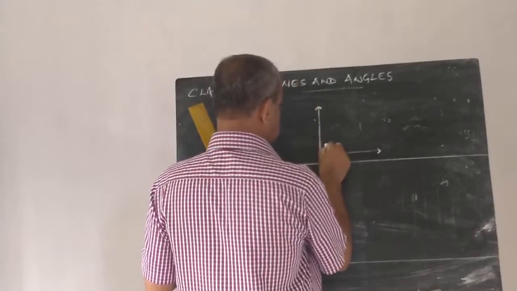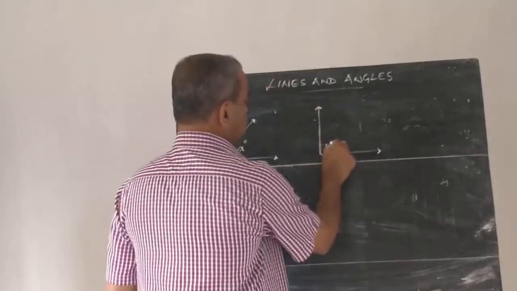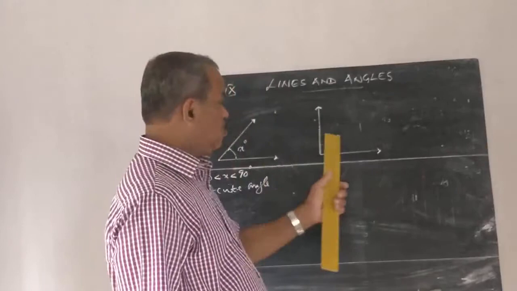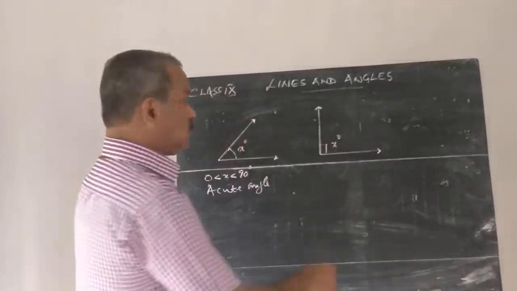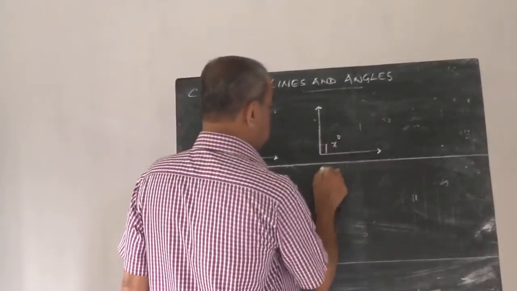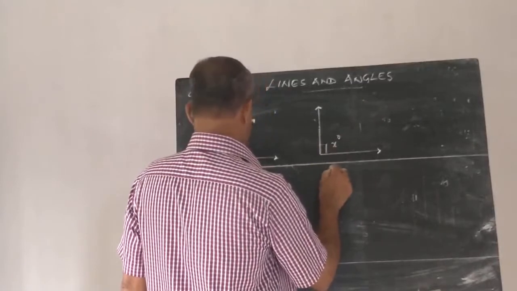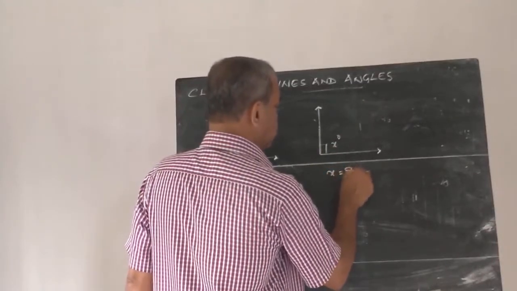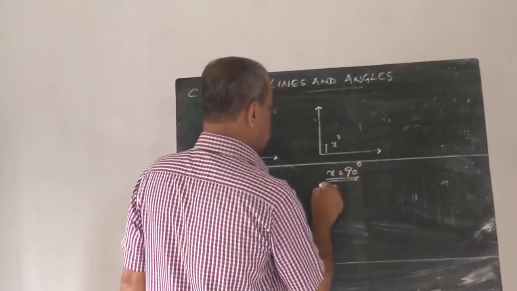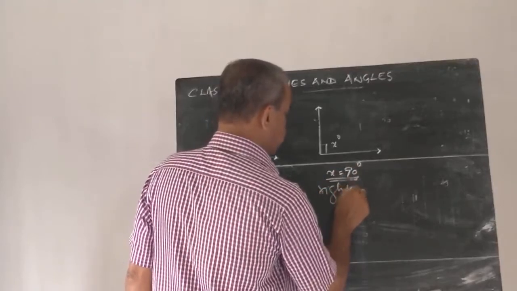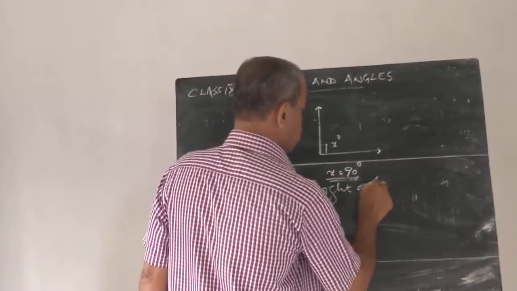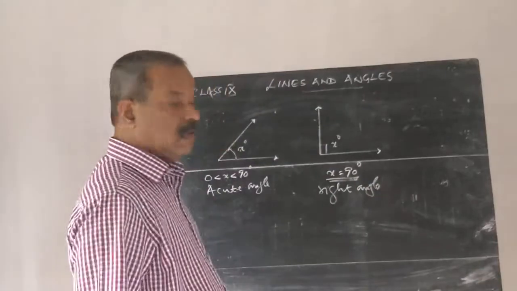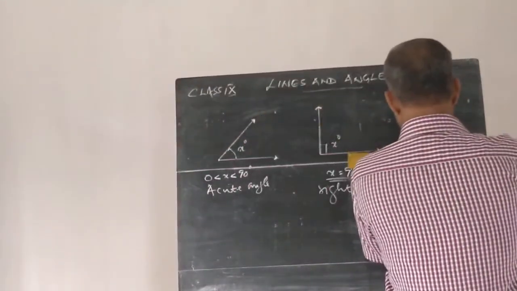Here x is 90 degrees. What do you call such an angle? Such an angle is called a right angle. Here x is equal to 90 degrees. Right angle.